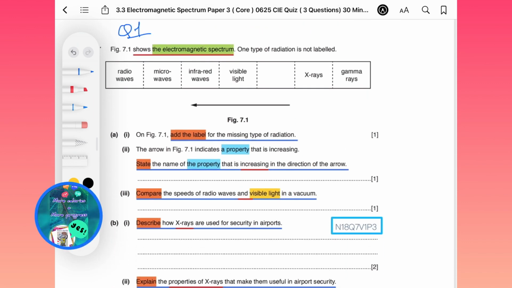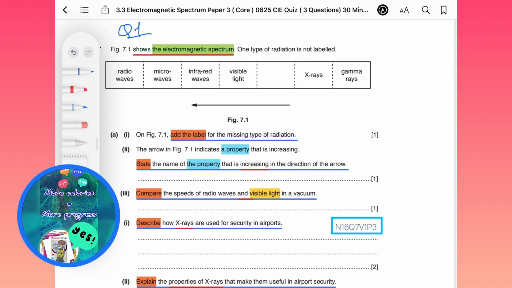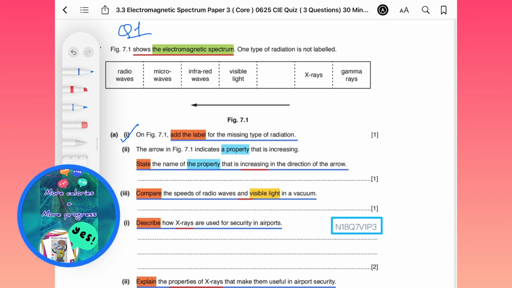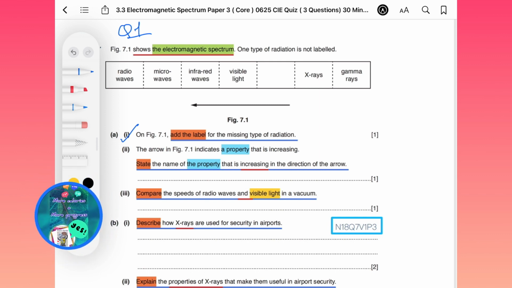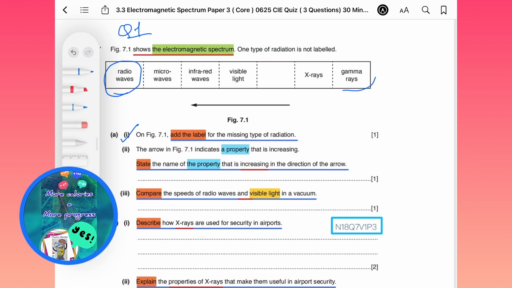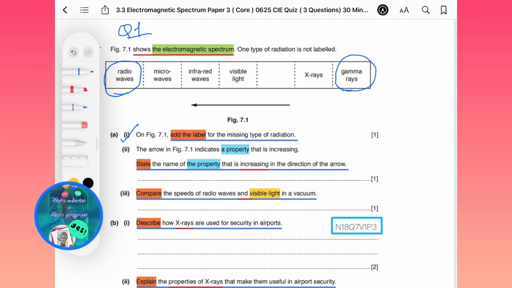Here you have in the question, the electromagnetic spectrum is shown. One type of radiation is not labeled, and the first part is asking you to add the label for the missing type. First of all, you have to check that you know the correct order, and radio waves is here at the left, gamma rays at the right. So in order, the missing part is ultraviolet.